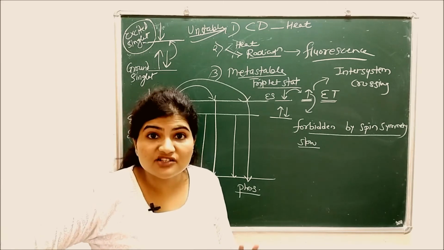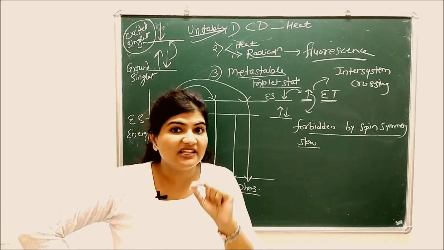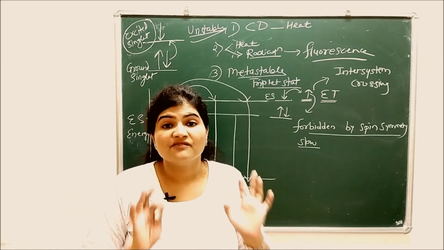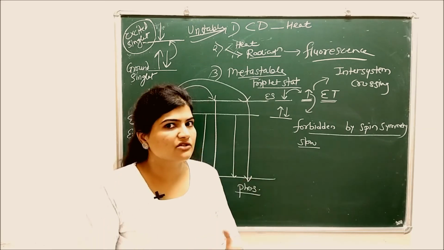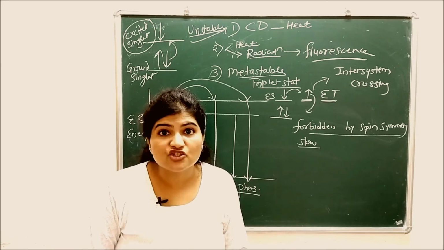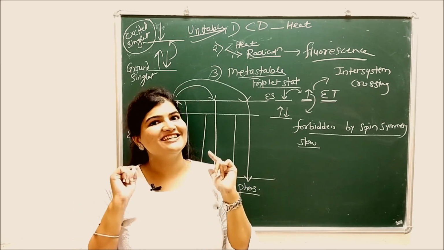I hope you have understood the basics and theory behind fluorimetry and phosphorimetry. In the next video, we will discuss the factors. There are 10 factors which affect fluorescence and phosphorescence, so we will discuss them in detail, and in the next part we will discuss the instrumentation and applications of fluorimetry and phosphorimetry.